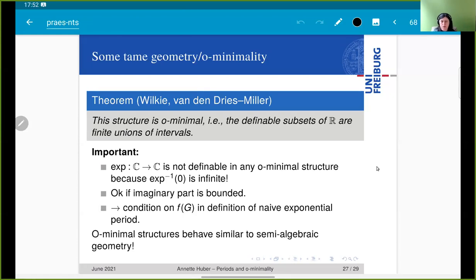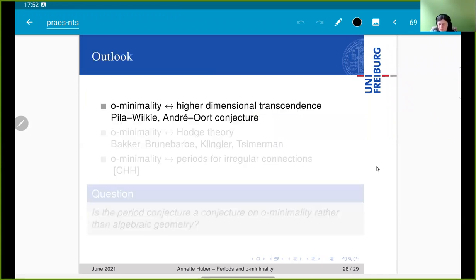In O-minimal theory, the geometry that you get is very similar to semi-algebraic geometry. It's a very nice type of geometry, and it's a direct generalization. So another example of an O-minimal structure is the structure where you only allow polynomials, no complicated holomorphic functions, and then you get back semi-algebraic geometry. So let's look a bit wider. What's the relation between O-minimality and the period conjecture? Well, there certainly is a relation between O-minimality and transcendence theory.